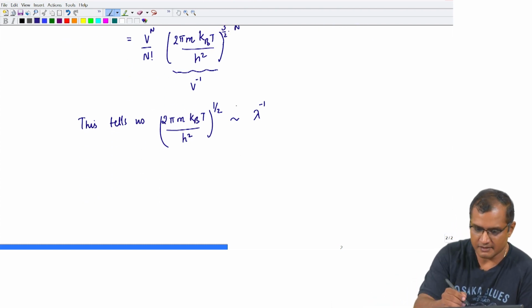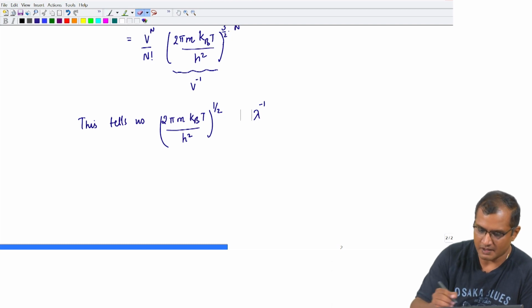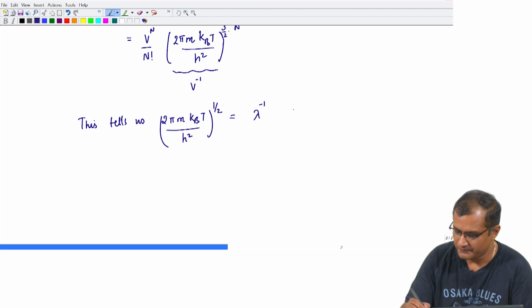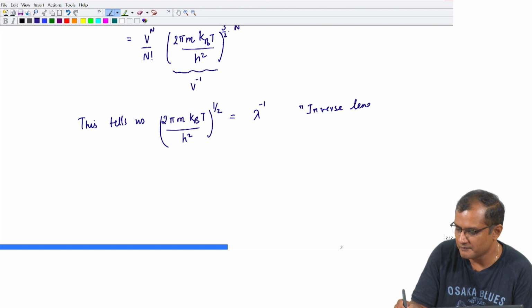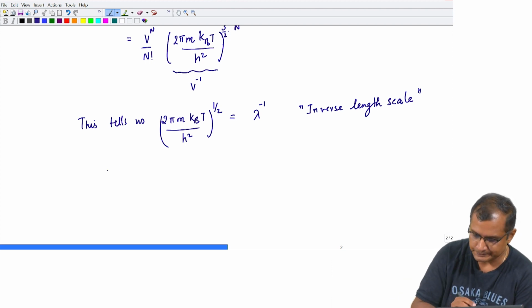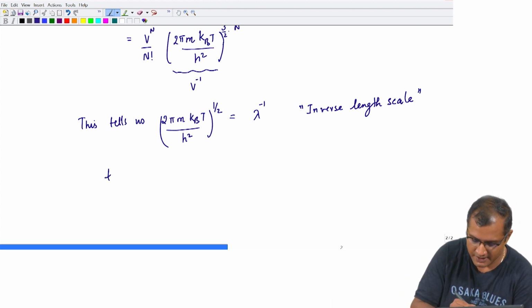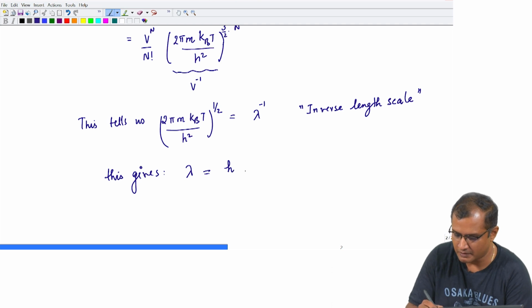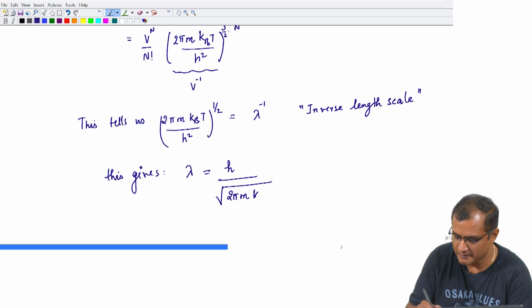So, if I call this some 1 upon length scale, some inverse length scale, I am going to tell you that this is an important length scale. Let us work out what it gives. My lambda is simply h upon square root of 2 pi m k_B T.